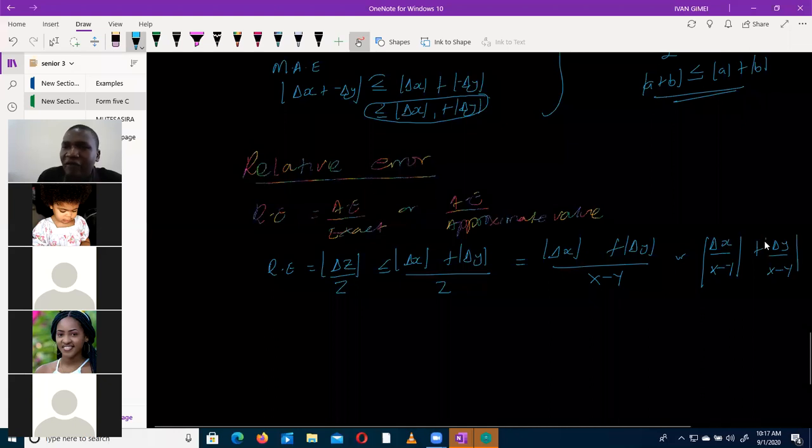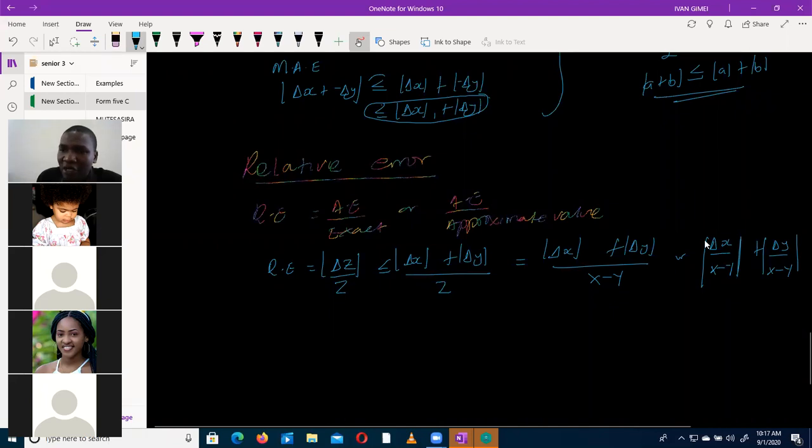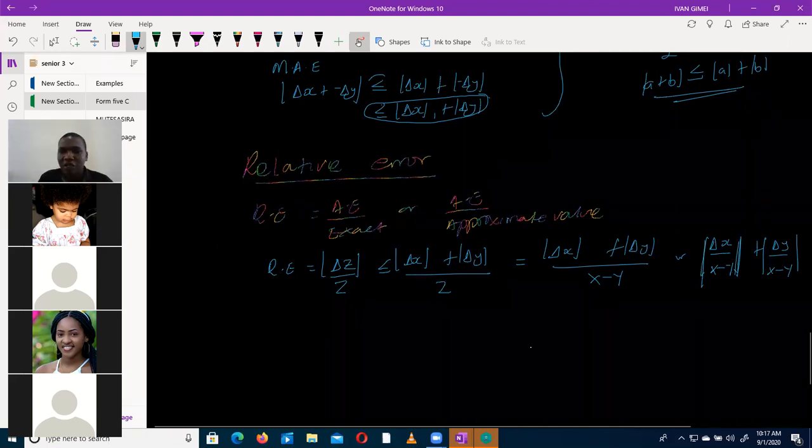We do this to avoid any chances of negative arising up, because our relative error and absolute error must all be positive. So in this case, if X is smaller than Y, you'll notice that we may end up with a negative value, which you don't want. That's why we separate and write the modulus in individual terms, so that we end up with a positive relative error.